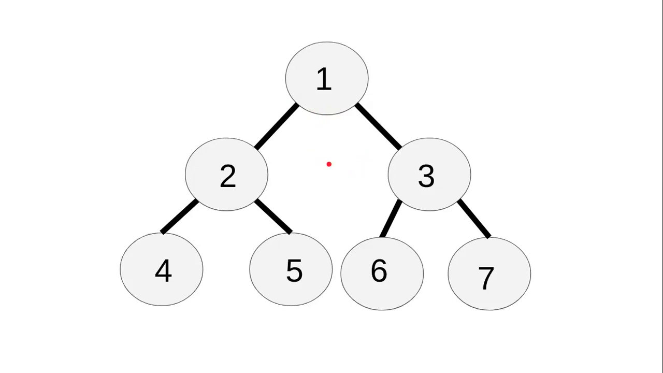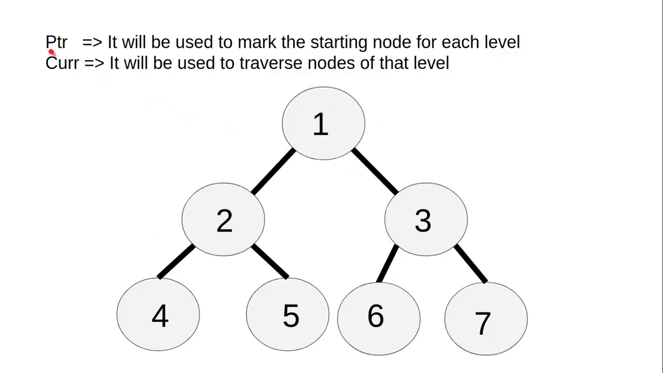First of all, let me define two pointers. This is a two pointer approach to solve this particular problem. Let me define what is the job of these two pointers. I'll be using ptr and cur, or we can say ptr and current node, for better pronunciation.